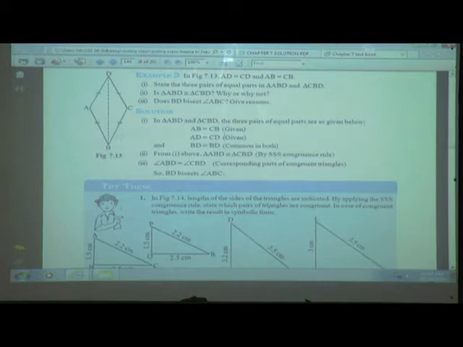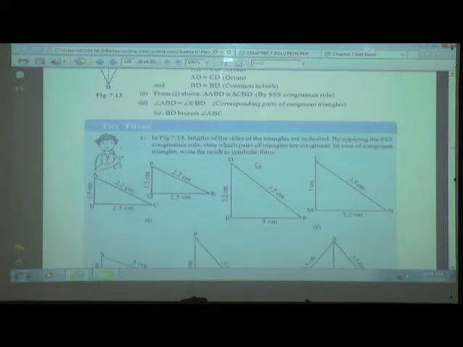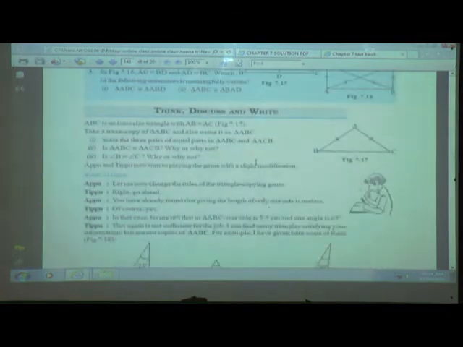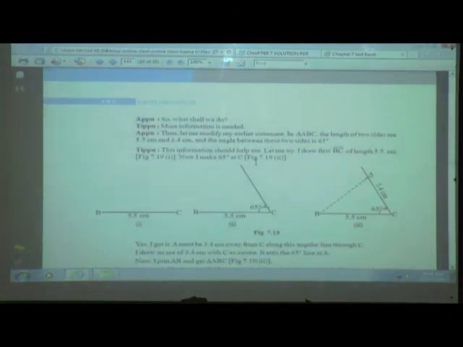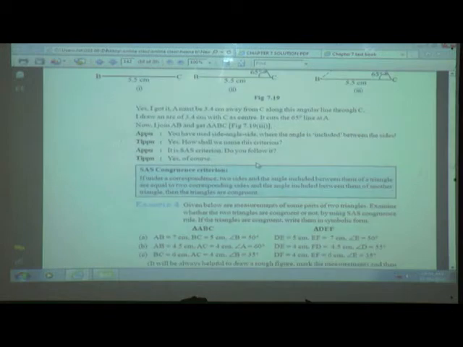Here all three sides of one triangle are equal to the three sides of the other triangle. So both the triangles, triangle ABD and triangle CBD, are congruent to each other by SSS criteria. So this is one of the criteria we had learned. Now we will see another criterion involving angles as well as sides. So here, in short, I will explain to you.